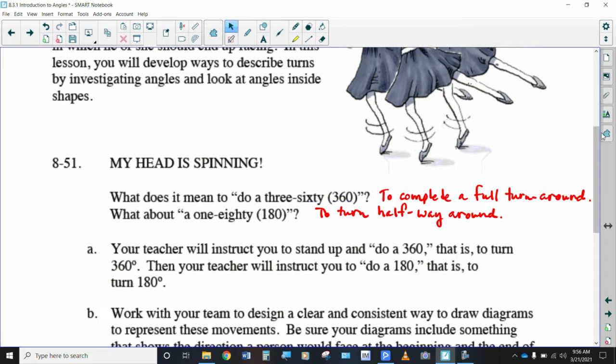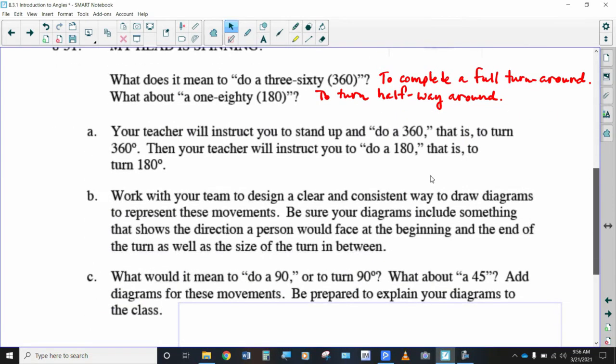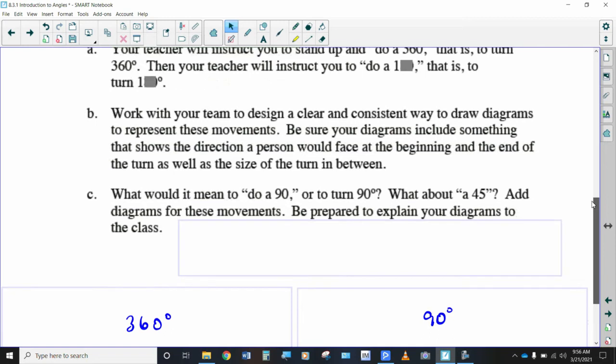So this part in class, I would say, all right, everyone stand up, and do a 360. And so everyone would stand up and completely turn around and they'd be facing me just like they were when I gave the direction. Then when I say do a 180, everybody turns and now they've got their backs to me. So just to get us thinking about these different degrees.